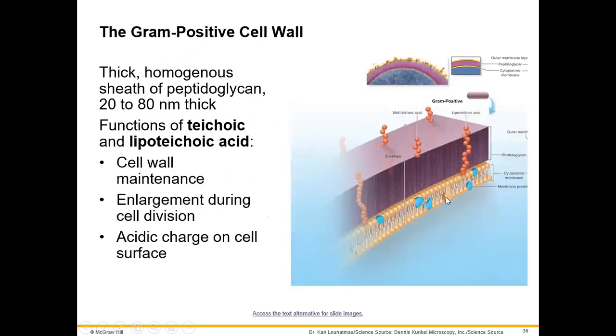The gram-positive cell wall is thick, homogeneous, about 20 to 80 nanometers thick. It has some teichoic and lipoteichoic acids that span the cell wall. They function in cell wall maintenance and enlargement during cell division of the bacteria. They have an acidic charge on the cell surface of the bacteria. Remember, bacteria are generally negatively charged, so dyes are usually positive.